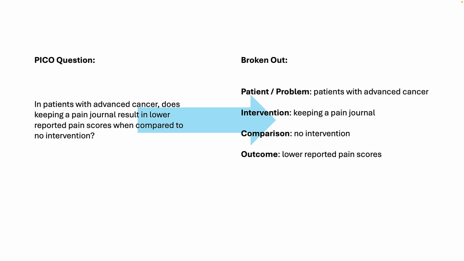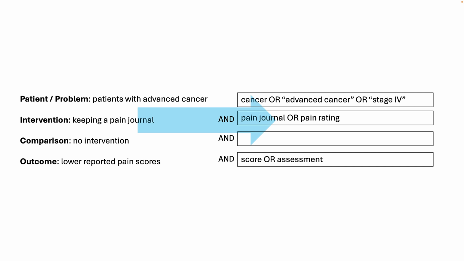So breaking that out, we can see that the patients are patients with advanced cancer. The intervention is keeping a pain journal. The comparison is no intervention, and the outcome is lower reported pain scores. This is something that you've probably already seen before and is part of how we think about asking a research question. But then how do we actually form that into a search?